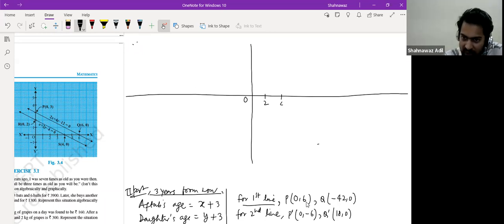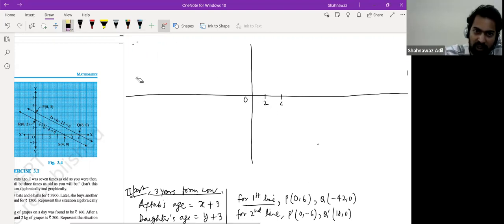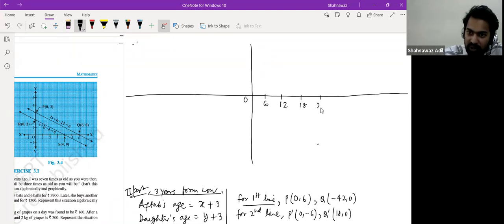It's big. Okay, so we can take 6, right? This is easy. Yes, sir. We can take 6 divisions. So one small line is 6. This is 12. This is 18. This is 24. And we need only to go up to 18. So this point is done.